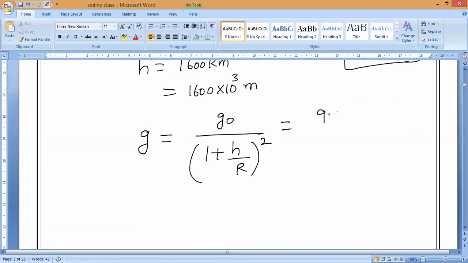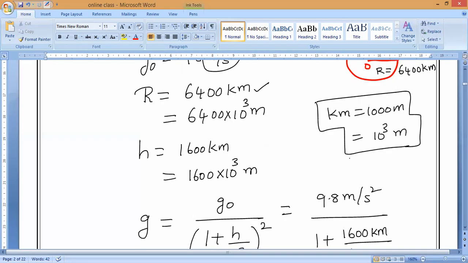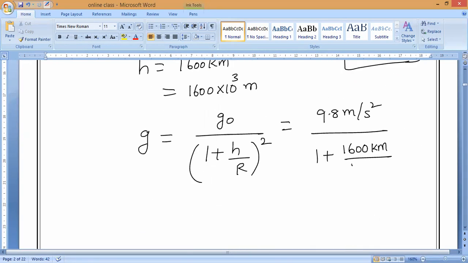So the G value we know is 9.8 meter per second square, divided by 1 plus, what is the height? 1600. Understand? You can take 1600 kilometers. We are writing meters, but it is no issue, we can write in kilometers itself because both will get cancelled. Same answer will come. Divided by the radius, 6,400 kilometers. So this will become whole square.